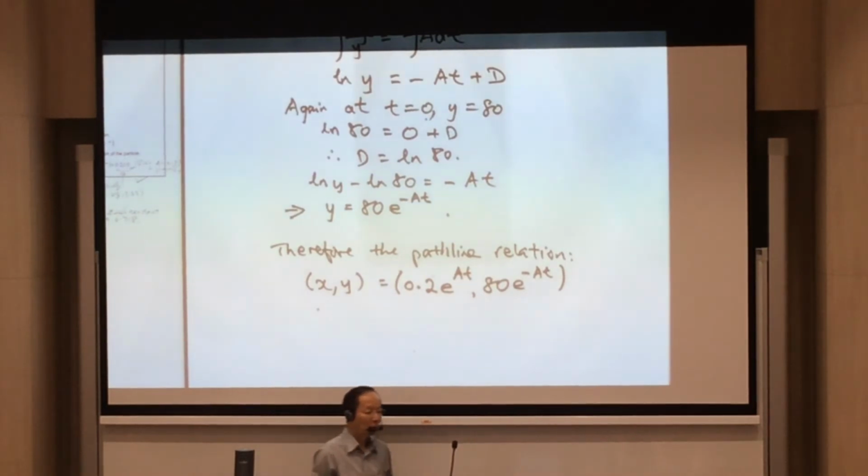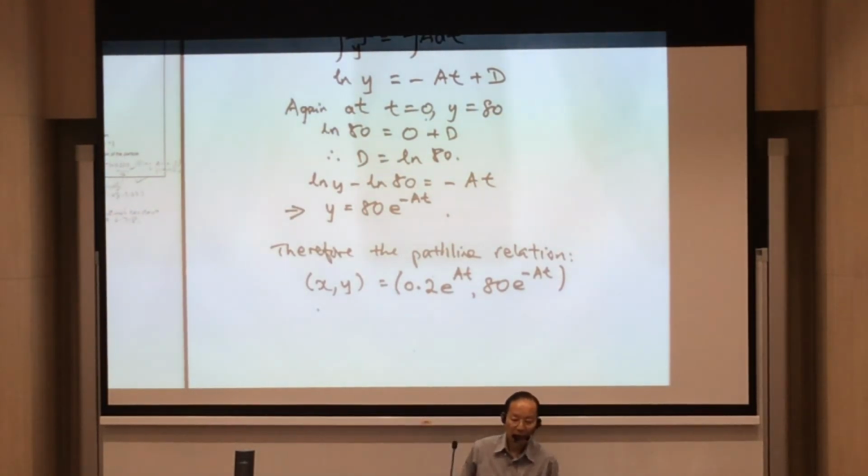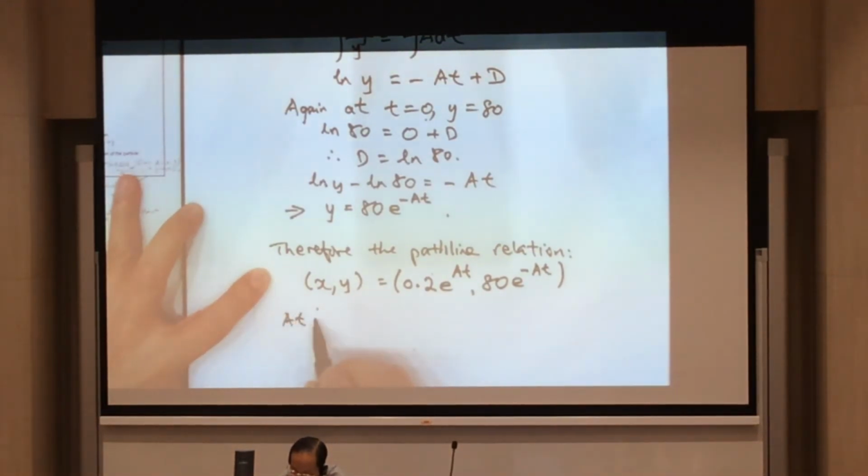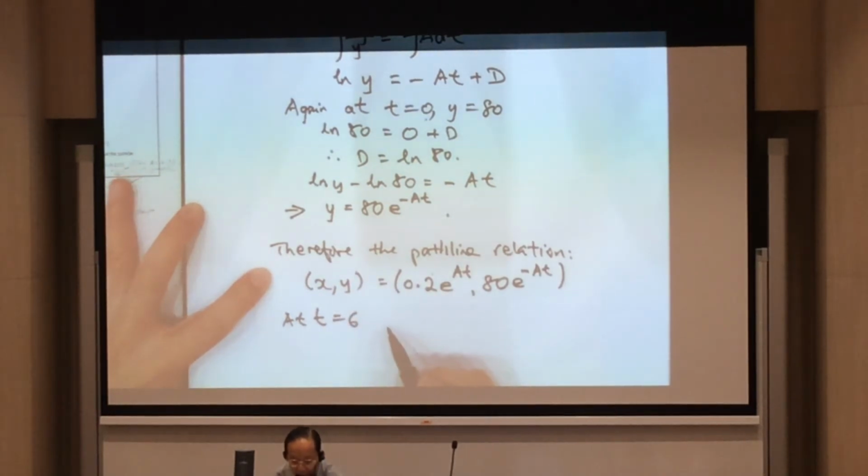So now we got this already. We are ready to answer the question: where is the new position of this particle at time t equal to 6 seconds? We simply substitute t equal to 6 into this relation, and we'll be able to find the new xy location of this particle at t equal to 6 seconds.